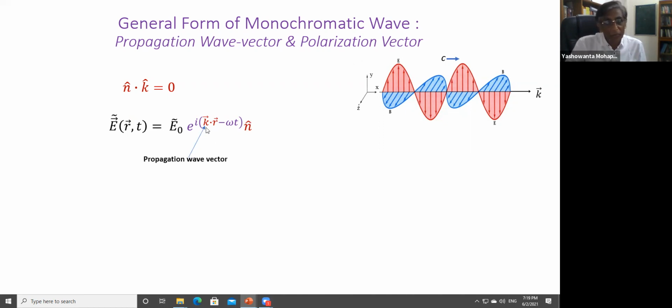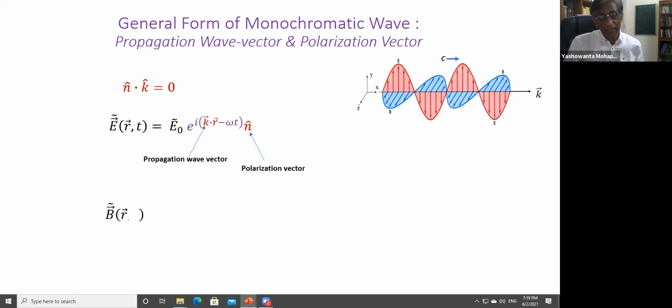Now, we used to write kz, kx, and so on. So we can generalize to k dot r, in terms of r, minus omega t, and n is the polarization vector, a unit vector, which will tell you the direction in which E is oscillating.